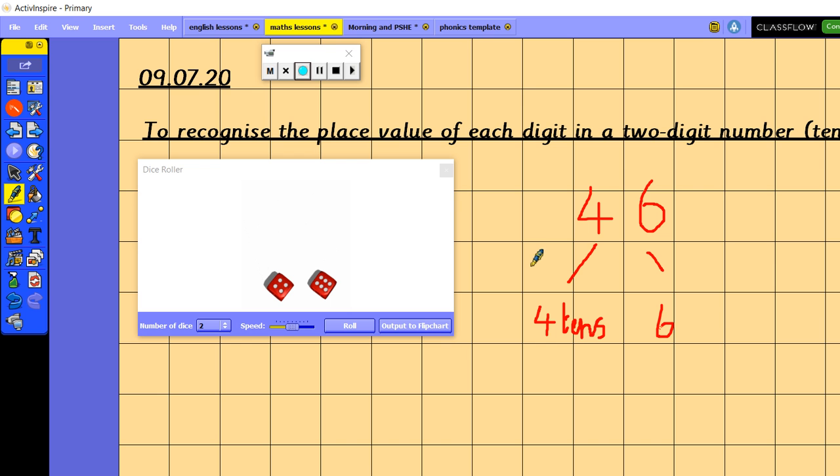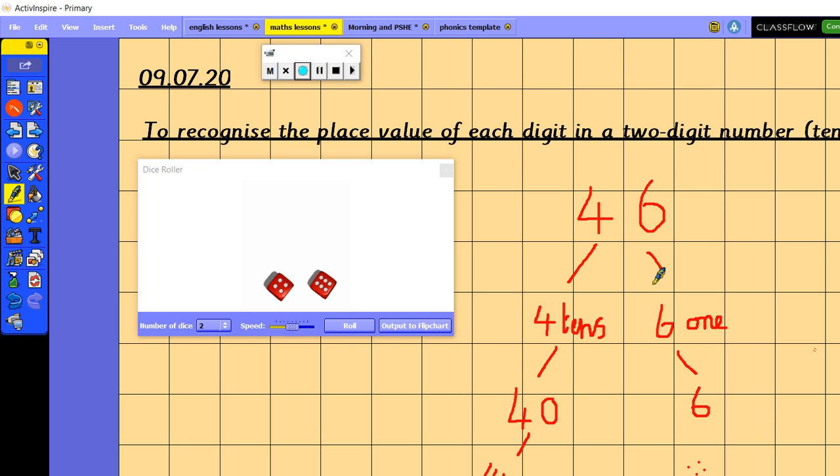So I've got ones here, and then I'm going to represent my number using what it means. So I've got 40 and 6, so I've partitioned my number here. And then finally, the last step that I'd like you to do is to represent it as a jotting. So 10, 20, 30, 40 and 6. 1, 2, 3, 4, 5, 6.